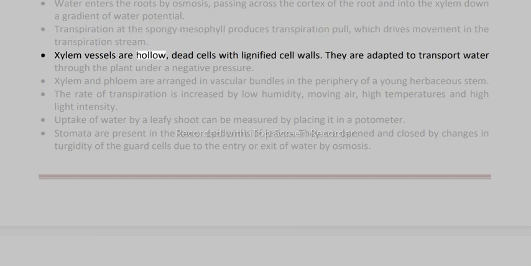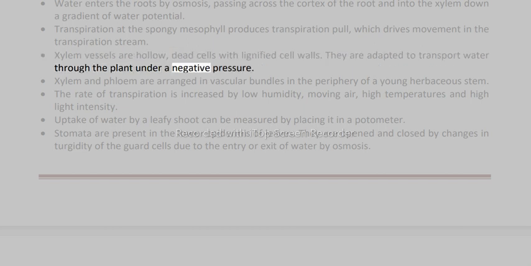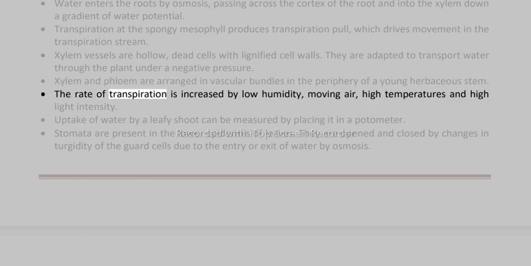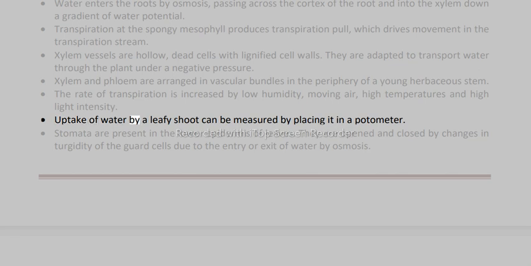Xylem vessels are hollow, dead cells with lignified cell walls. They are adapted to transport water through the plant under a negative pressure. Xylem and phloem are arranged in vascular bundles in the periphery of a young herbaceous stem. The rate of transpiration is increased by low humidity, moving air, high temperatures, and high light intensity. Uptake of water by a leafy shoot can be measured by placing it in a potometer.